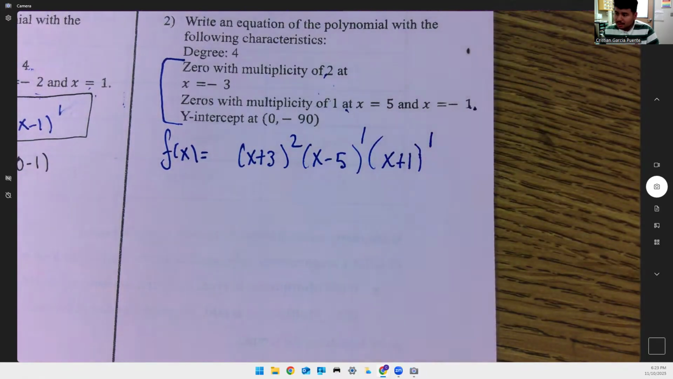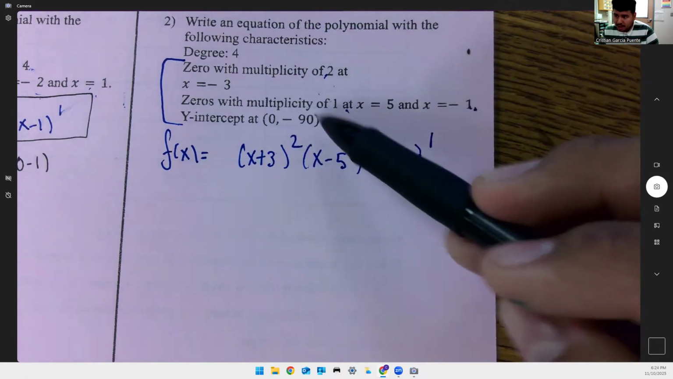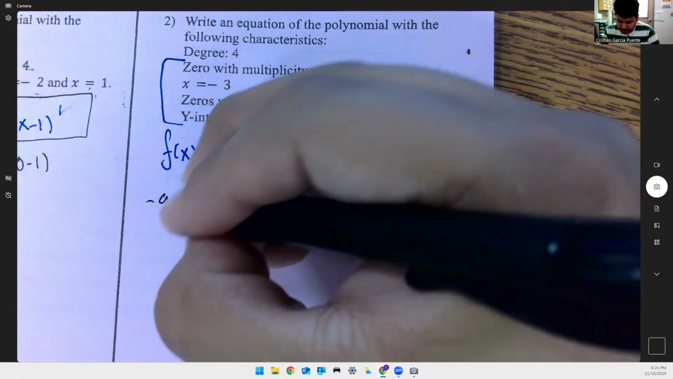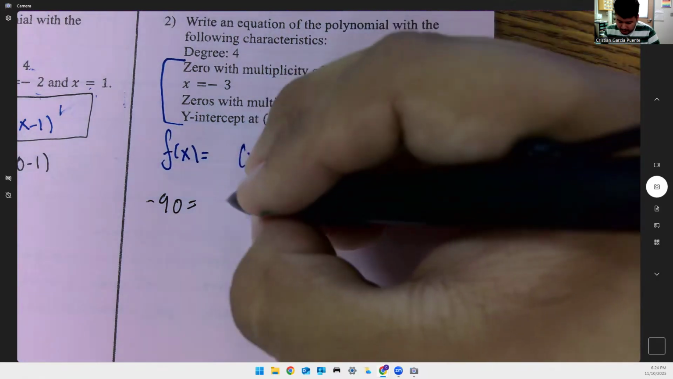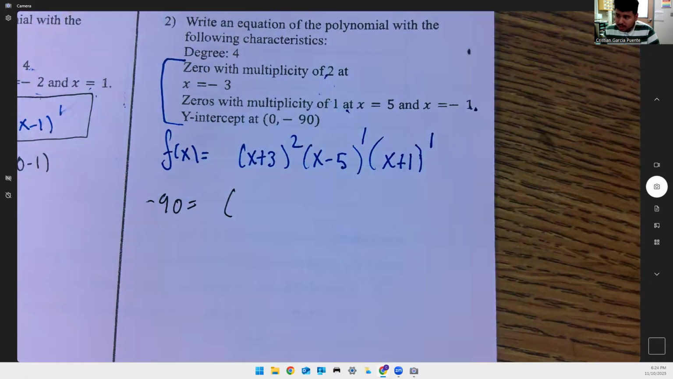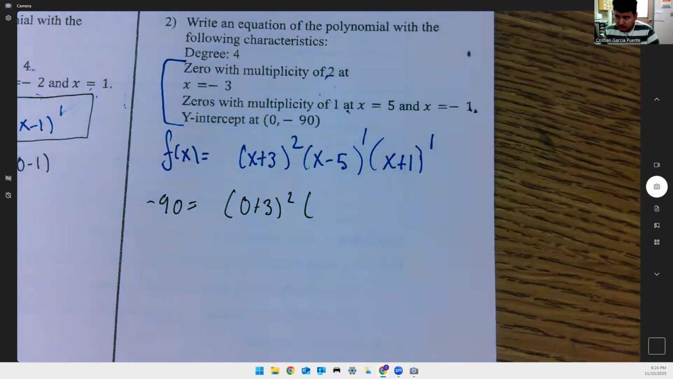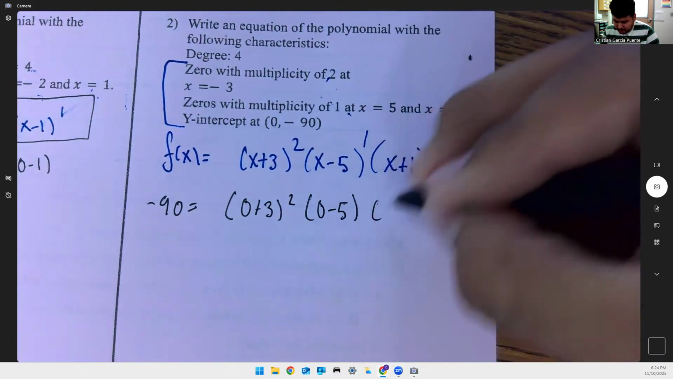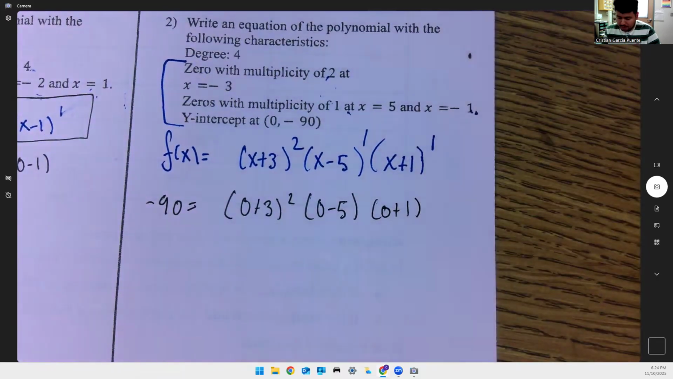And now, lastly, what we're going to do is just replace our x with 0 and put negative 90 on the left. So what am I putting on the left? Negative 90. And then what am I replacing my x with? 0. So I have a 0 right here. I have an x right here, so I'm going to put a 0 plus 3. I have an x again, so I put a 0 minus 5. And then again, I have an x, so I put a 0 plus 1.